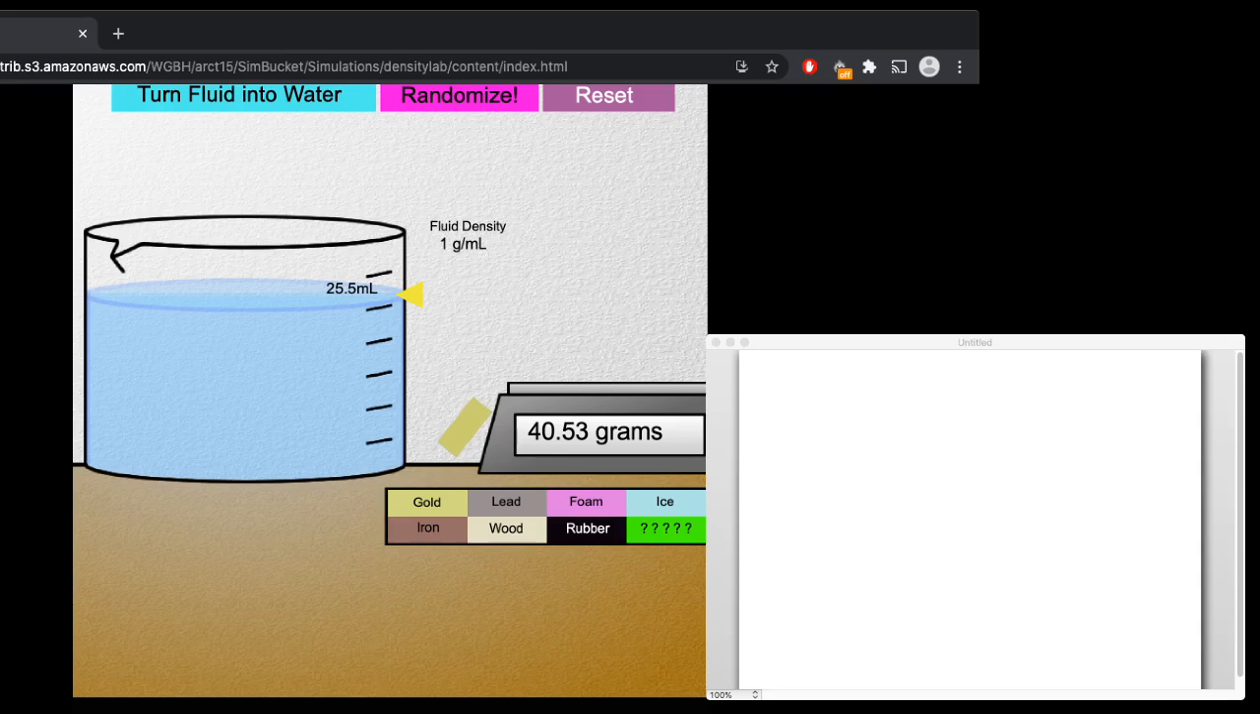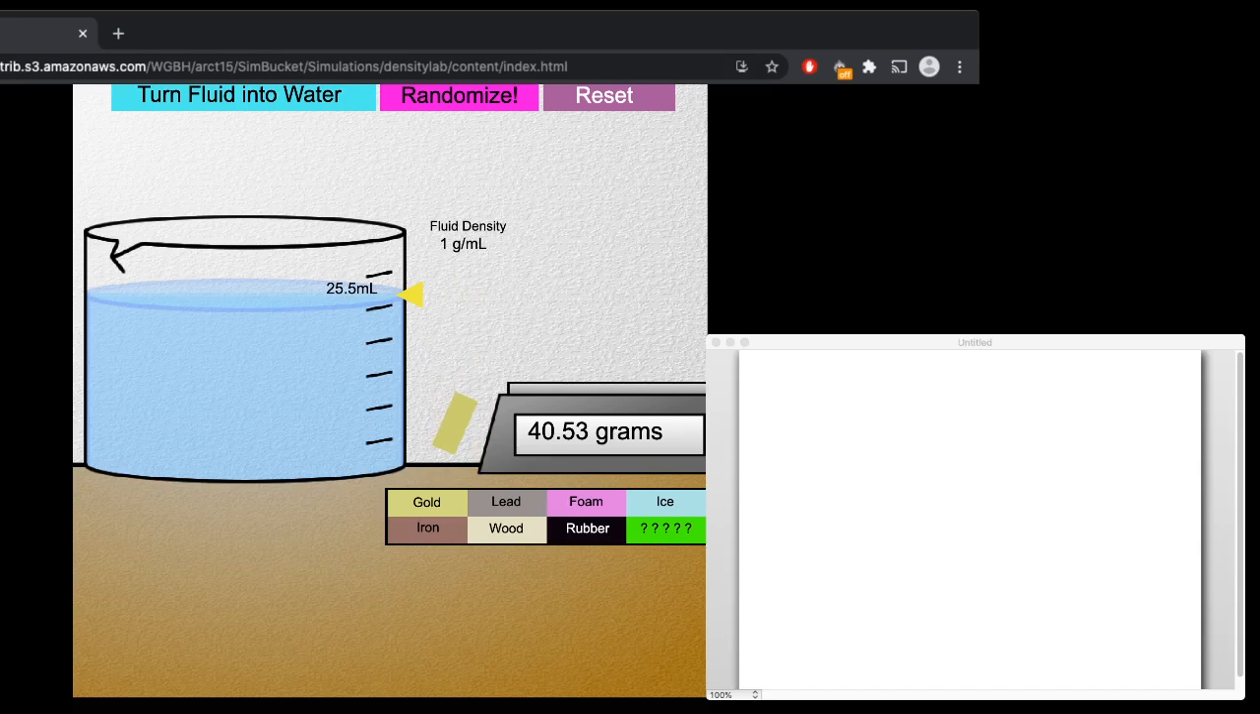Now it might not look like this exactly. You can play around with it when you first get to the website. But to get started, what you need to do is turn this fluid into water. Click turn this fluid into water. And then you need to click gold or lead, whichever one you want to start with. And that'll bring up the page that you see now on my screen.